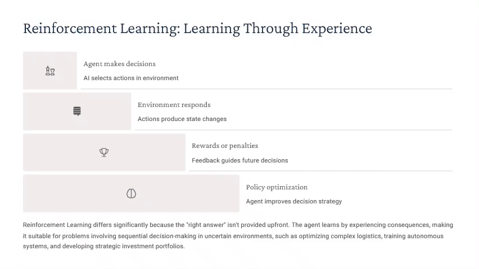Like what kind of problems? Think about optimizing complex logistics routes in real time, where traffic conditions change, or training autonomous systems, robots learning to walk, self-driving cars navigating, even managing strategic investment portfolios, where each buy or sell decision impacts future possibilities and market reactions. Wow, okay. So that's another whole area to explore later, maybe. Definitely a deep topic in itself.